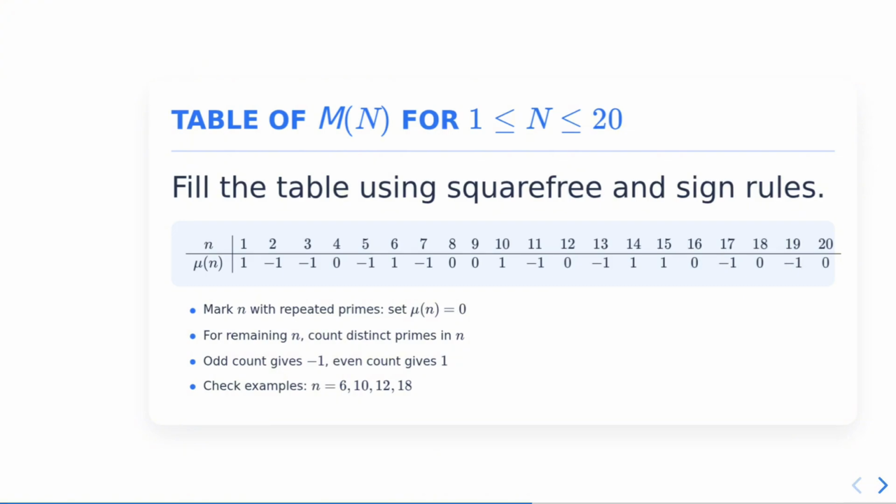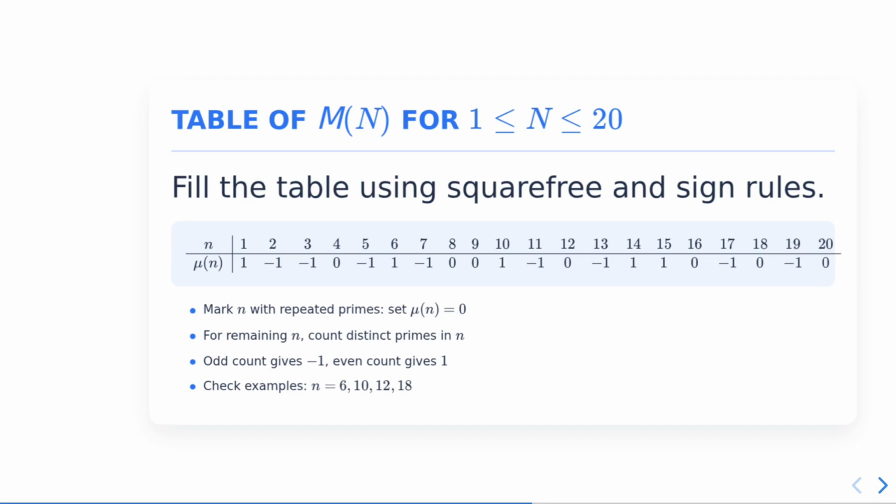Let us read this table using the rules. First, scan for numbers that clearly have a prime square in their factorization, like 4, 8, 9, 12, 16, 18, and 20. All of those get mu value 0. The remaining numbers are square-free, and for each of those, we just count how many distinct primes appear and assign -1 for an odd count and +1 for an even count. Looking at the row, I see that 6 and 10 get +1, since each is a product of two different primes, while 12 and 18 are 0 because they include a squared prime.